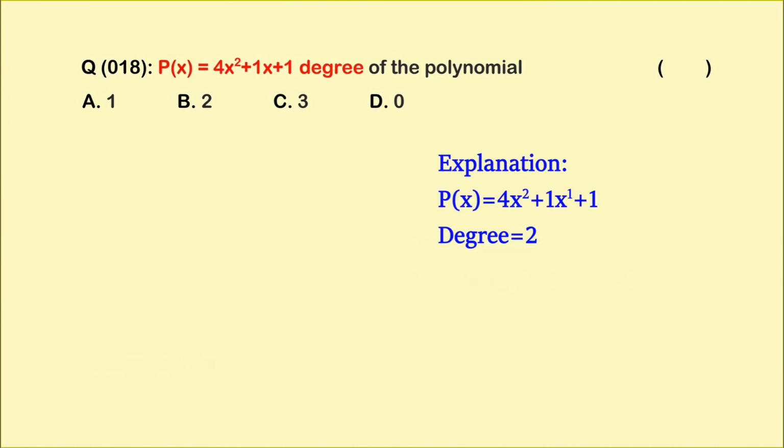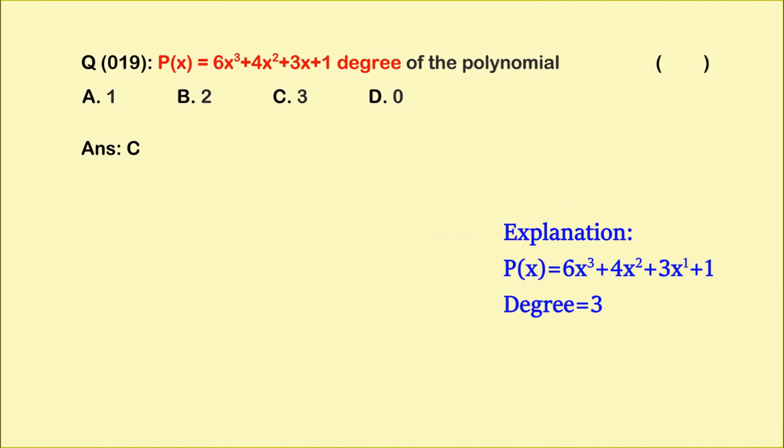Question number 18. P of x is equal to 4x square plus 1x plus 1. The degree of the polynomial. As you see, the highest power of the polynomial is 2. So the degree is also 2. So the right answer is B. Question number 19. P of x is equal to 6x to the power of 3 plus 4x square plus 3x plus 1. Degree of the polynomial. So you can see 6x to the power of 3. So the highest exponent is 3.